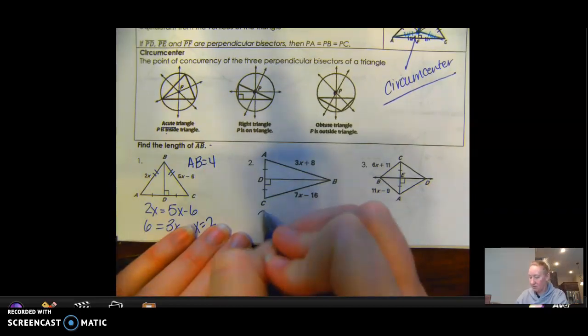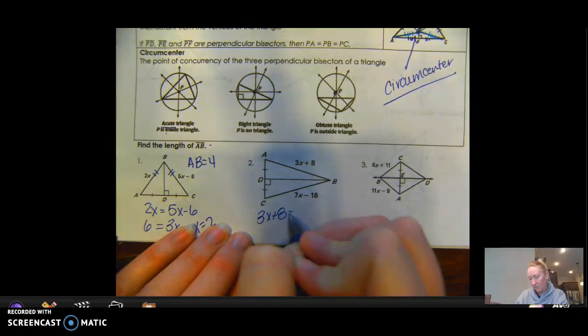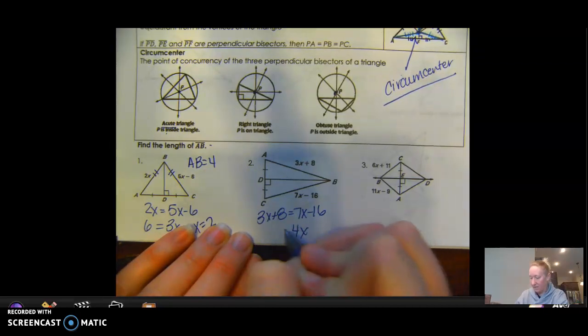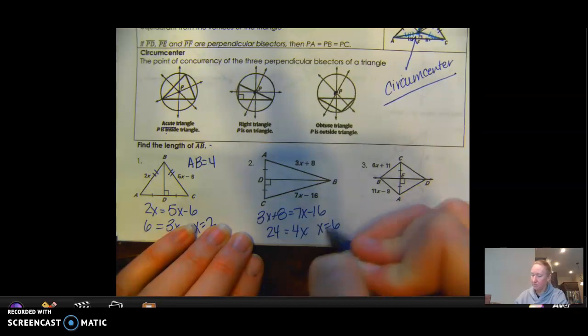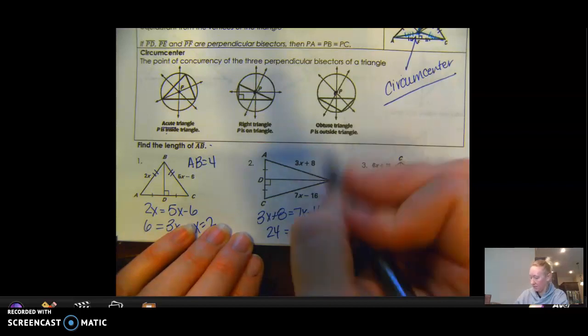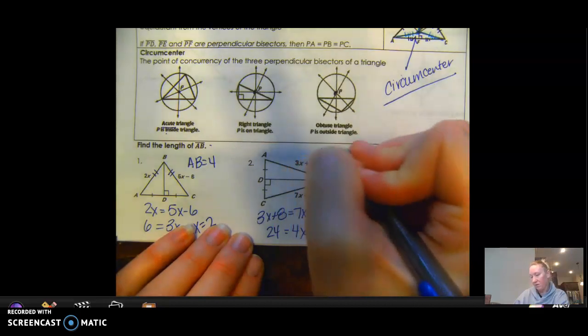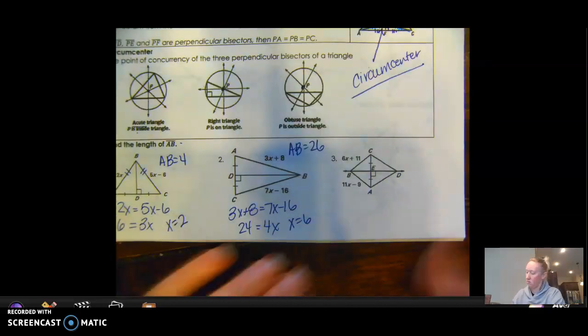Same idea here. I'm going to do 3x plus 8 equals 7x minus 16. Subtract 3x, so I get 4x. Add 16, and I get 24. So x equals 6, but I need to plug it back in to find AB. I'm going to do 3 times 6, which is 18. 18 plus 8 is 26. So AB equals 26.